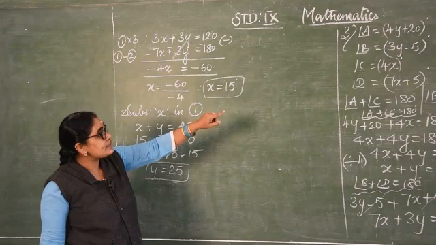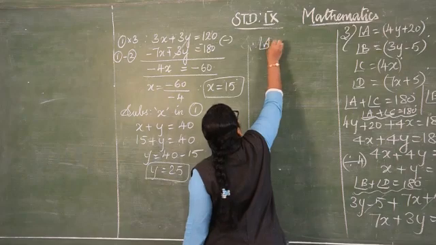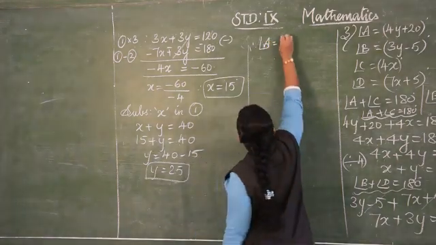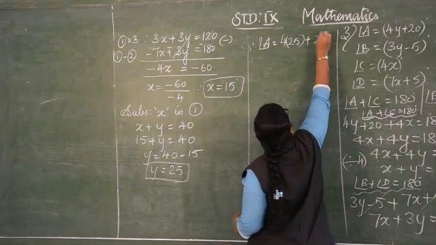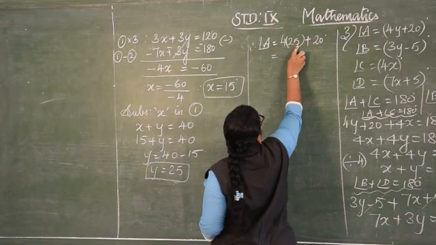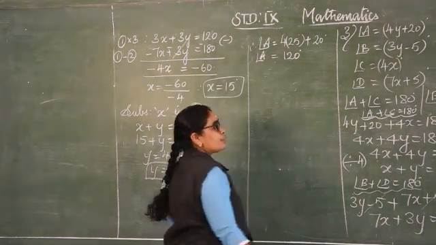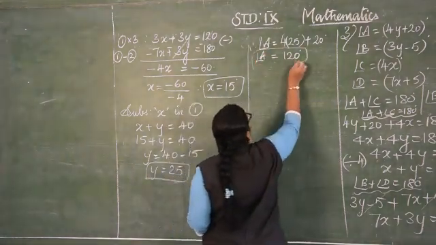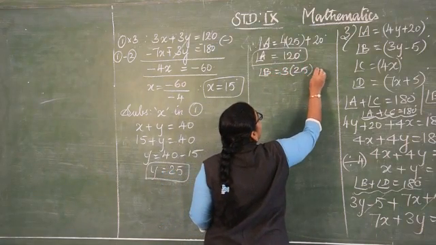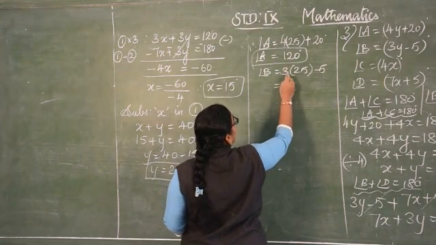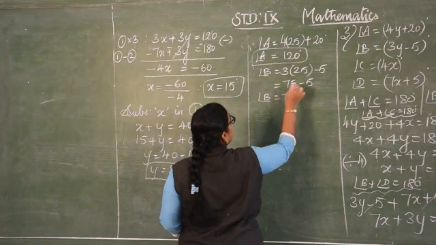Measure of angle A, B, C, D separately we have to find. So therefore measure of angle A will be 4 into y, 4 into 25 plus 20. So 4 into 25 is 100. 100 plus 20 is 120 degrees, measure of angle A. So one angle we got. Then measure of angle B is equal to 3 into 25 minus 5. So 3 into 25 is 75 minus 5. So measure of angle B value is 70 degrees.